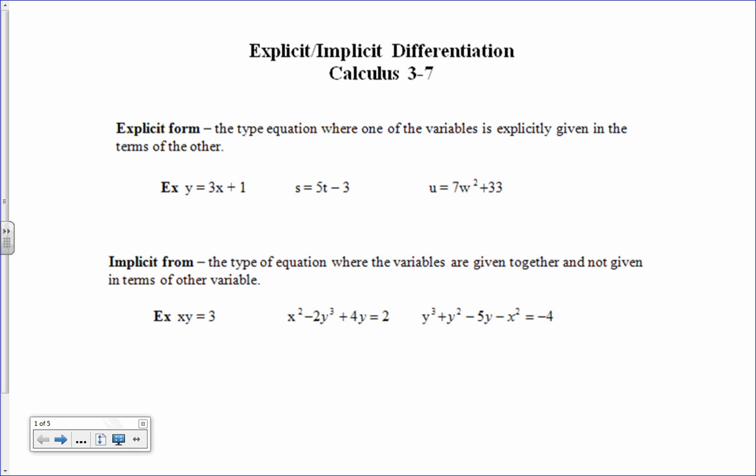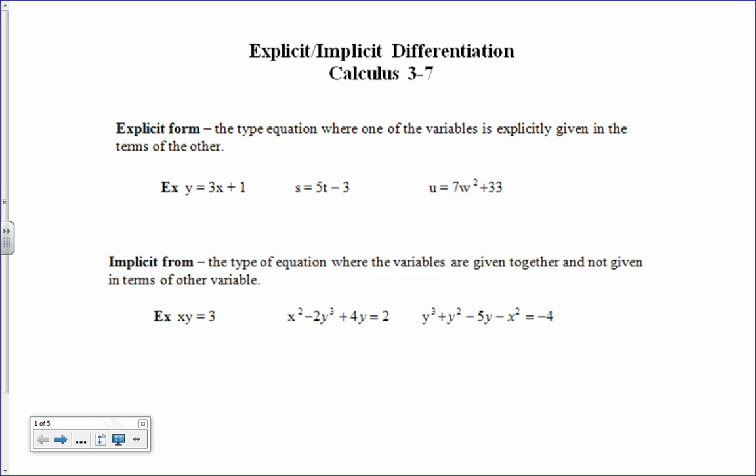All right, today we're going to look at the difference between explicit and implicit differentiation. Everything that we've been doing so far is explicit. In other words, one of the variables has been explicitly given to me in terms of another one, like y equals 3x plus 1. I know what y is basically in terms of x. Or s equals 5t minus 3. I know what s is with respect to t, and then the last one there you can see that I know what they are. What's going to happen is sometimes we're going to get equations that are, unfortunately, implicit.